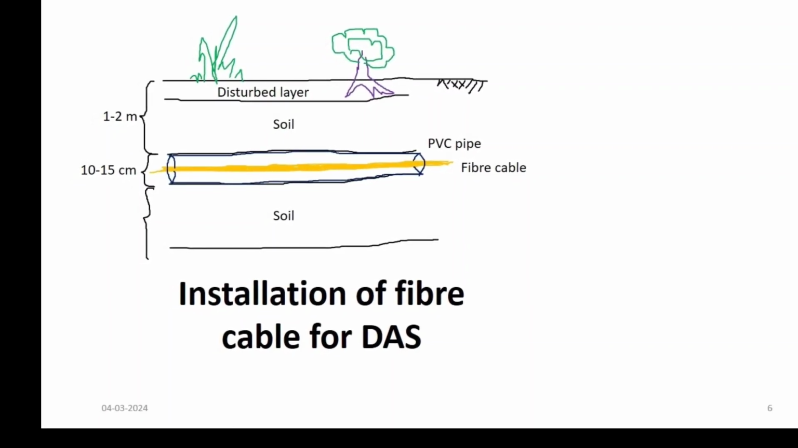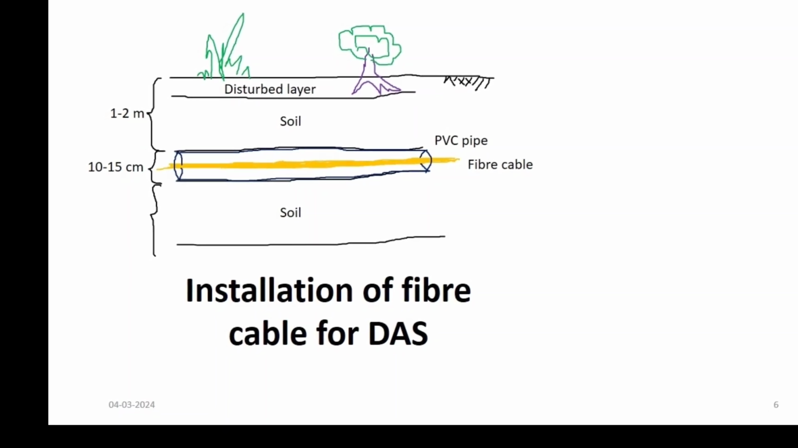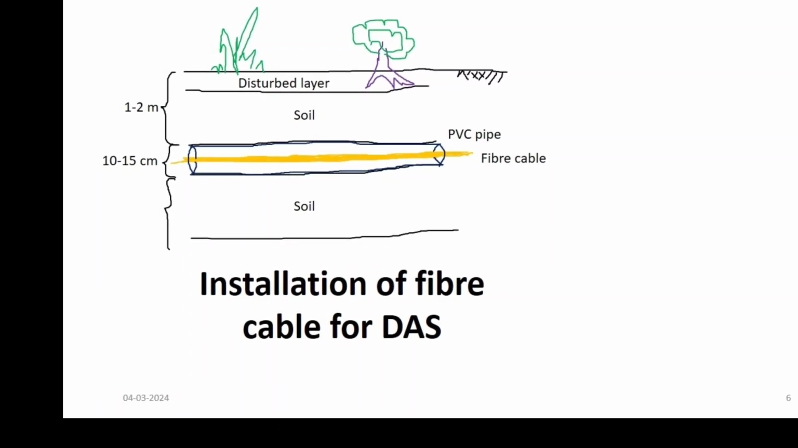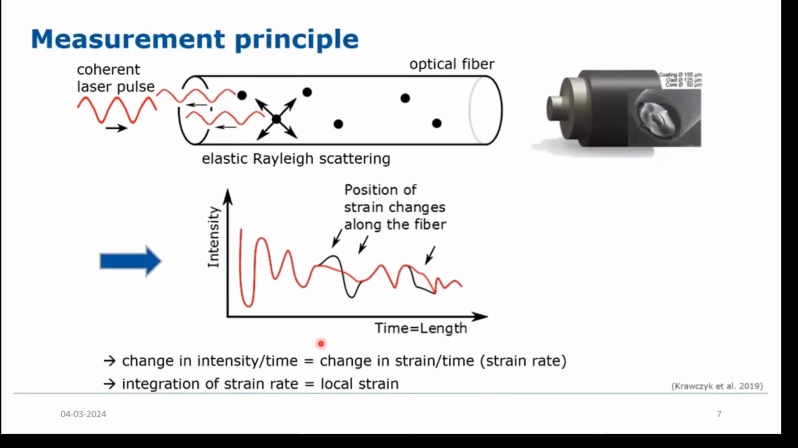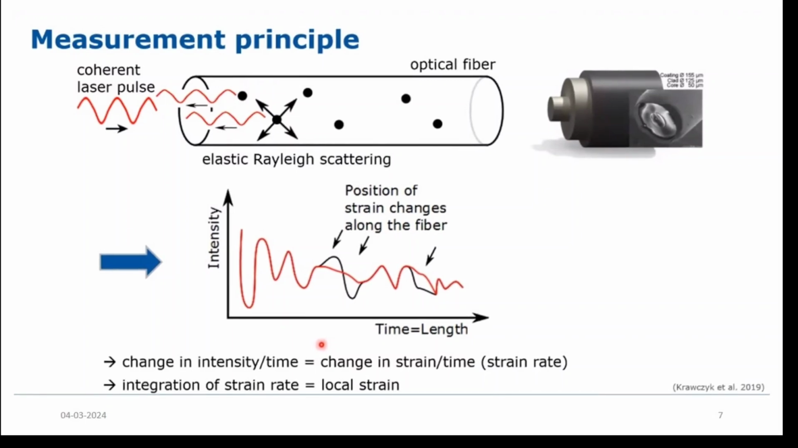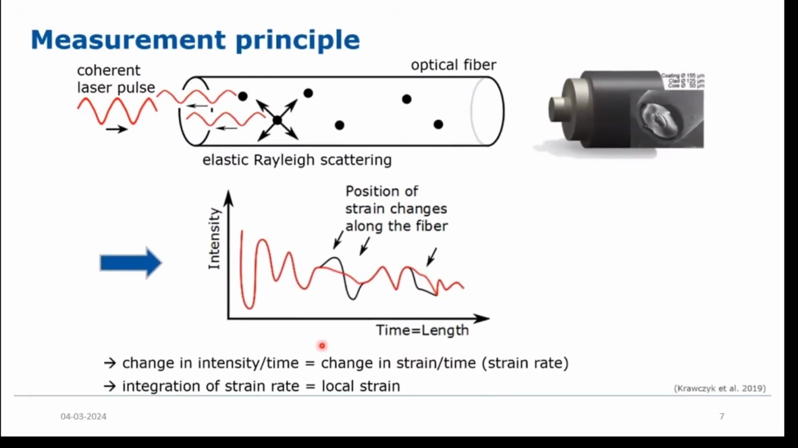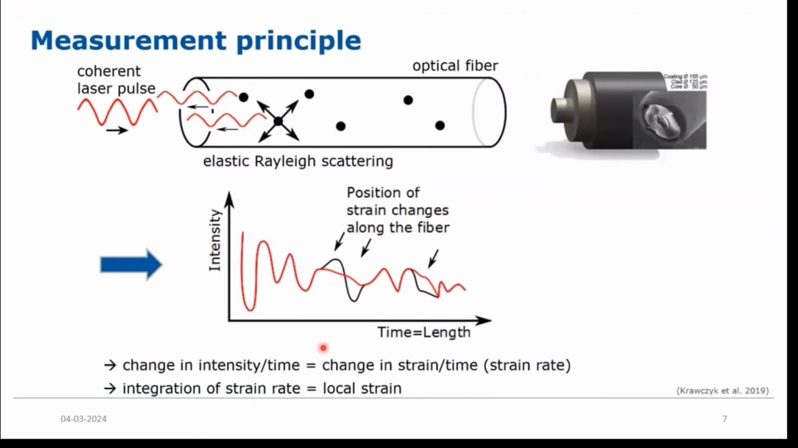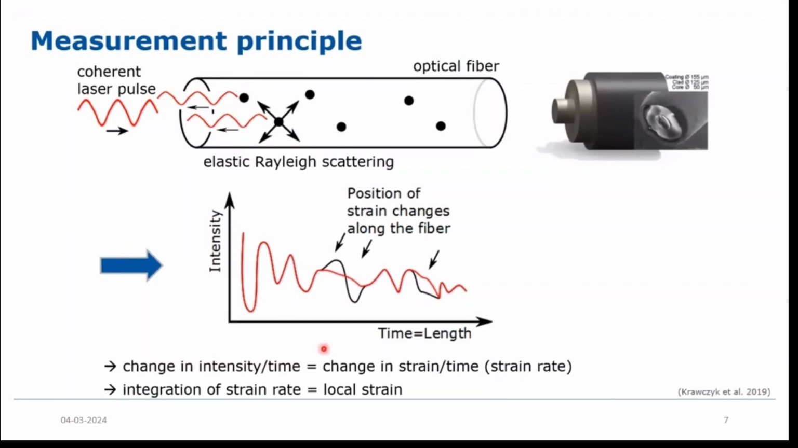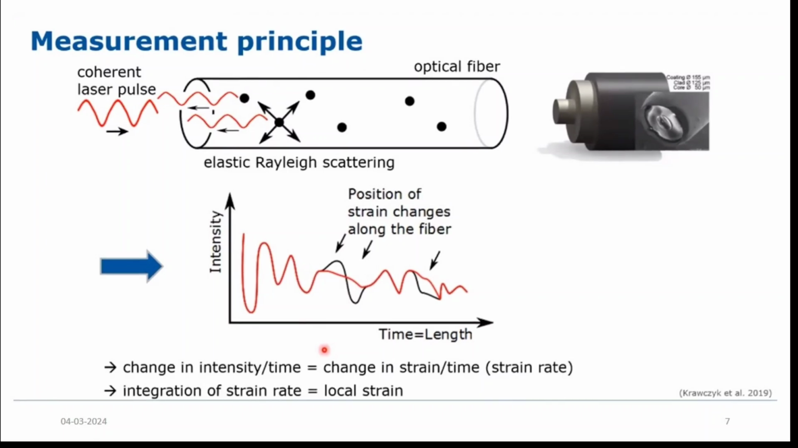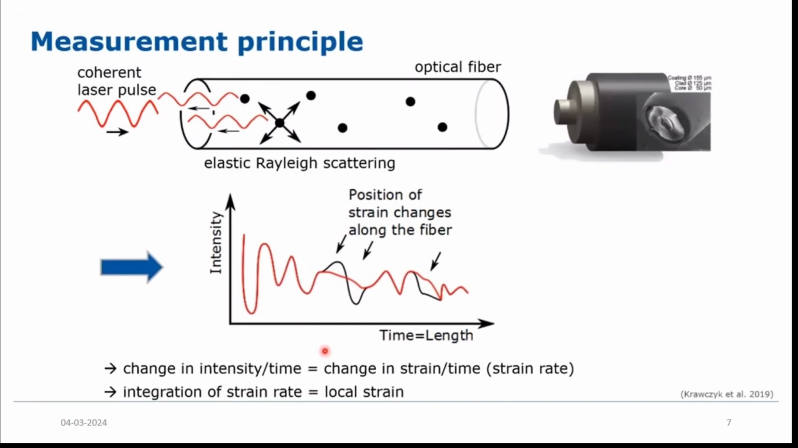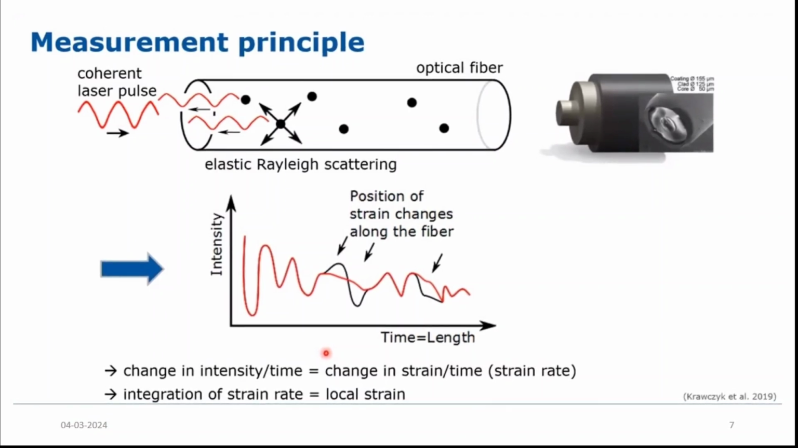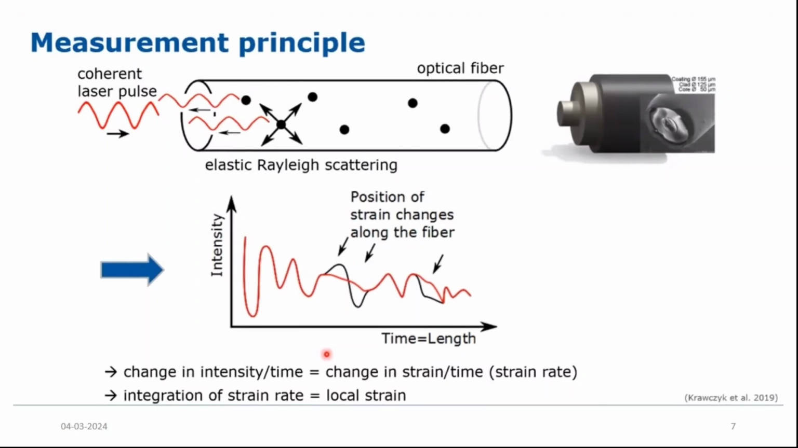So generally it is placed at a depth of 1 to 2 meter and the diameter of the optical fiber cable is 10 to 15 centimeter. Inside the optical fibers there are a multiple number of glass chips which are randomly distributed, and when the coherent laser pulse is inserted inside the optical fibers, their positions vary with respect to how the sensed signals are coming, and backscattered response is gathered at the particular sensing location. So we can obtain the position of strain changes along the fiber length.